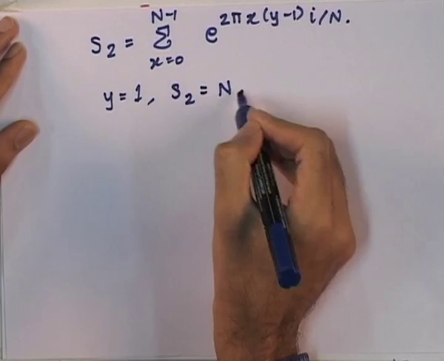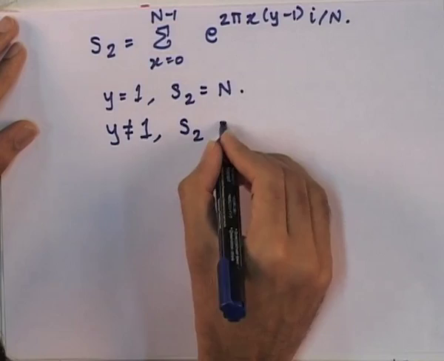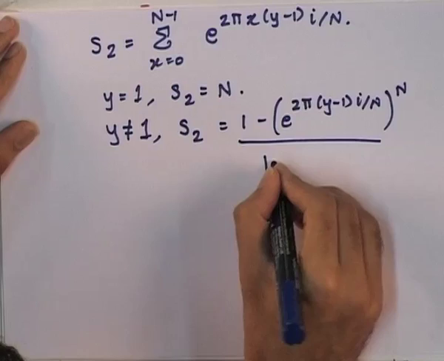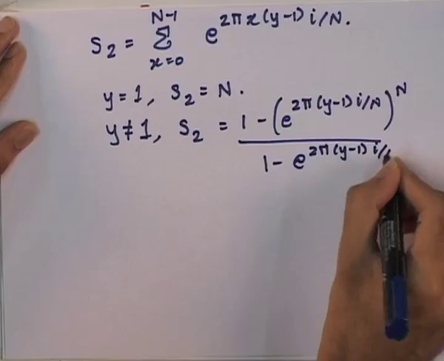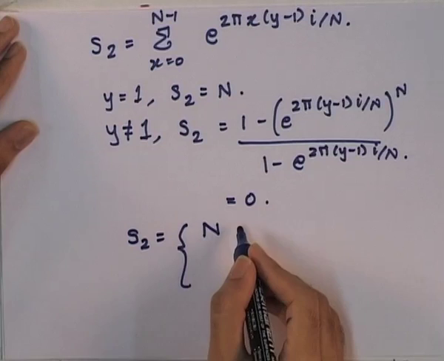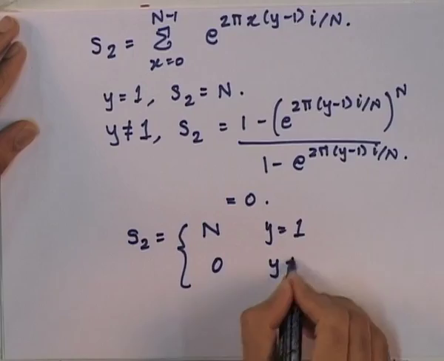And when y is not equal to 1, then s2 would be (1 minus (e raised to 2 pi (y minus 1) i upon n) raised to n) upon (1 minus e raised to 2 pi (y minus 1) i upon n). Here again the numerator is 1 minus 1, which is 0. So s2 is equal to n when y is equal to 1, and it is 0 when y is not equal to 1. So let's get back to the equation that was used before.